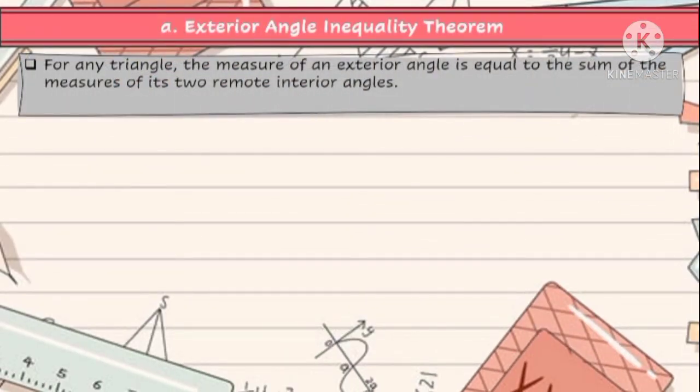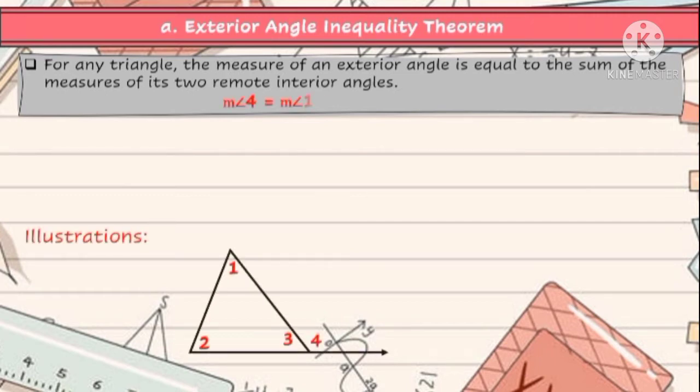The exterior angle inequality theorem. It states that for any triangle, the measure of an exterior angle is equal to the sum of the measures of its two remote interior angles. For the illustrations, in this given figure, the exterior angle, angle 4, equal ito kapag pinag-plus ang mga remote interior angle nito na angle 1 at angle 2.